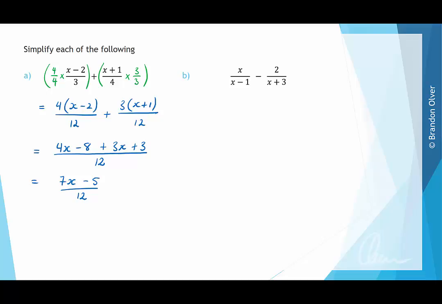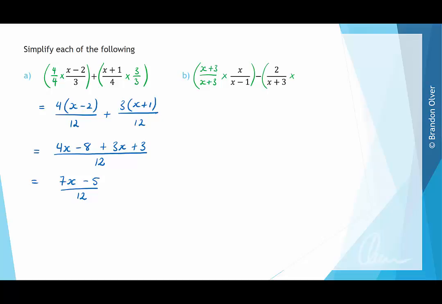For part B, we again need to get a common denominator, and this time we can't just multiply by a number, we need to multiply by an expression involving x. So the lowest common denominator is going to be found by multiplying the two denominators together. That means we're going to multiply this fraction by (x + 3)/(x + 3). Once again, that fraction is equivalent to 1, so we haven't changed the size of this fraction, we've just got it to have a common denominator now.